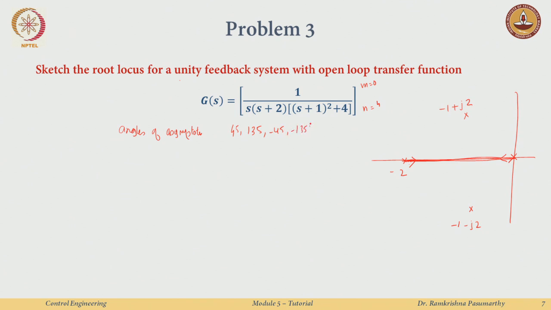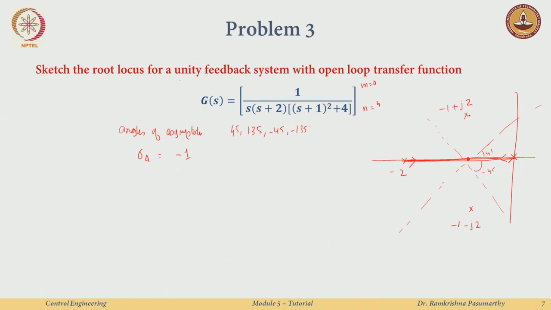Okay. And then you are also looking at the center of the asymptotes, sigma A. You can just check that this is minus 1, right. I am skipping all these computations. So, this is your center of the asymptotes, right, and then they go this way and this way. Okay. So, this is like 45, this is minus 45 and so on, 135, minus 135.